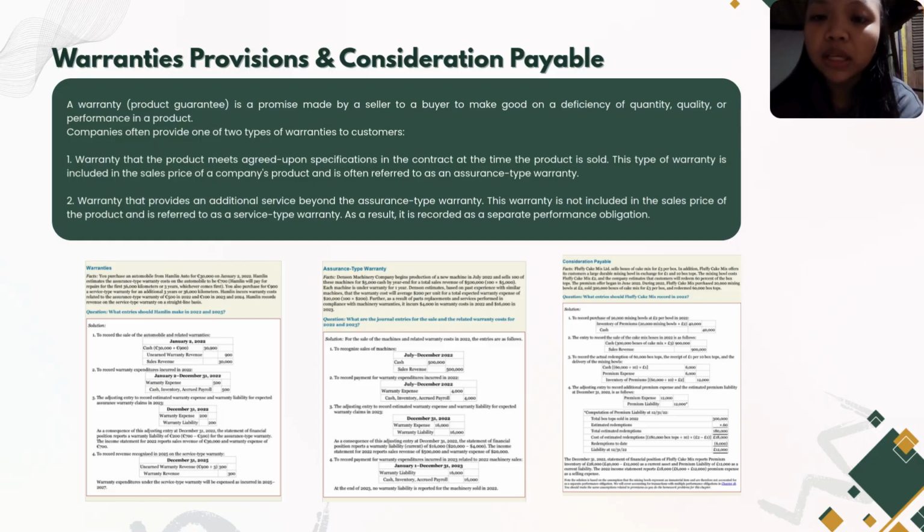This type of warranty is included in the sales price of a company's product and is often referred to as an assurance type warranty. The second one is a warranty that provides an additional service beyond the assurance type warranty. This warranty is not included in the sales price of the product and is referred to as a service type warranty. As a result, it is recorded as a separate performance obligation. For the example, you can see on the slide.